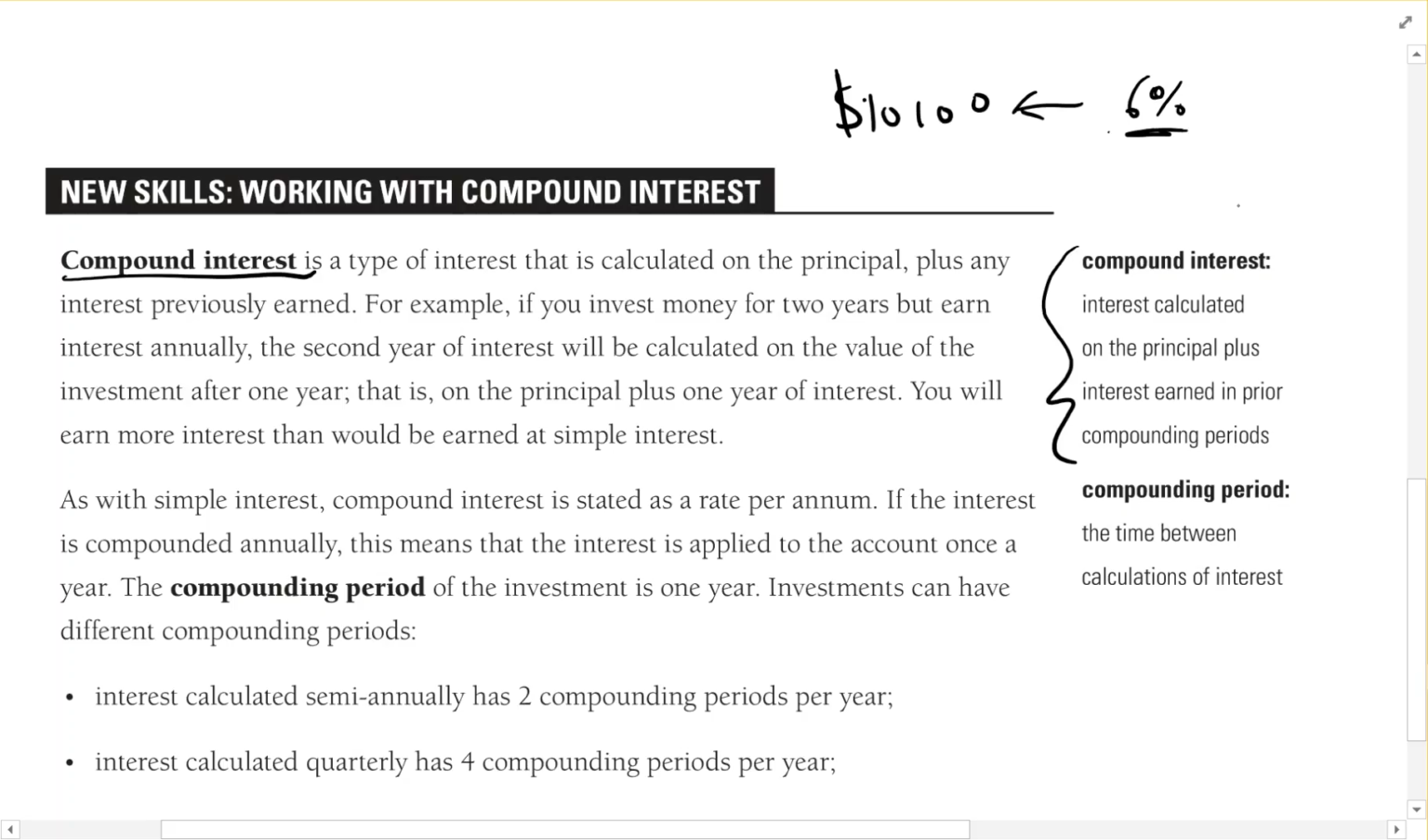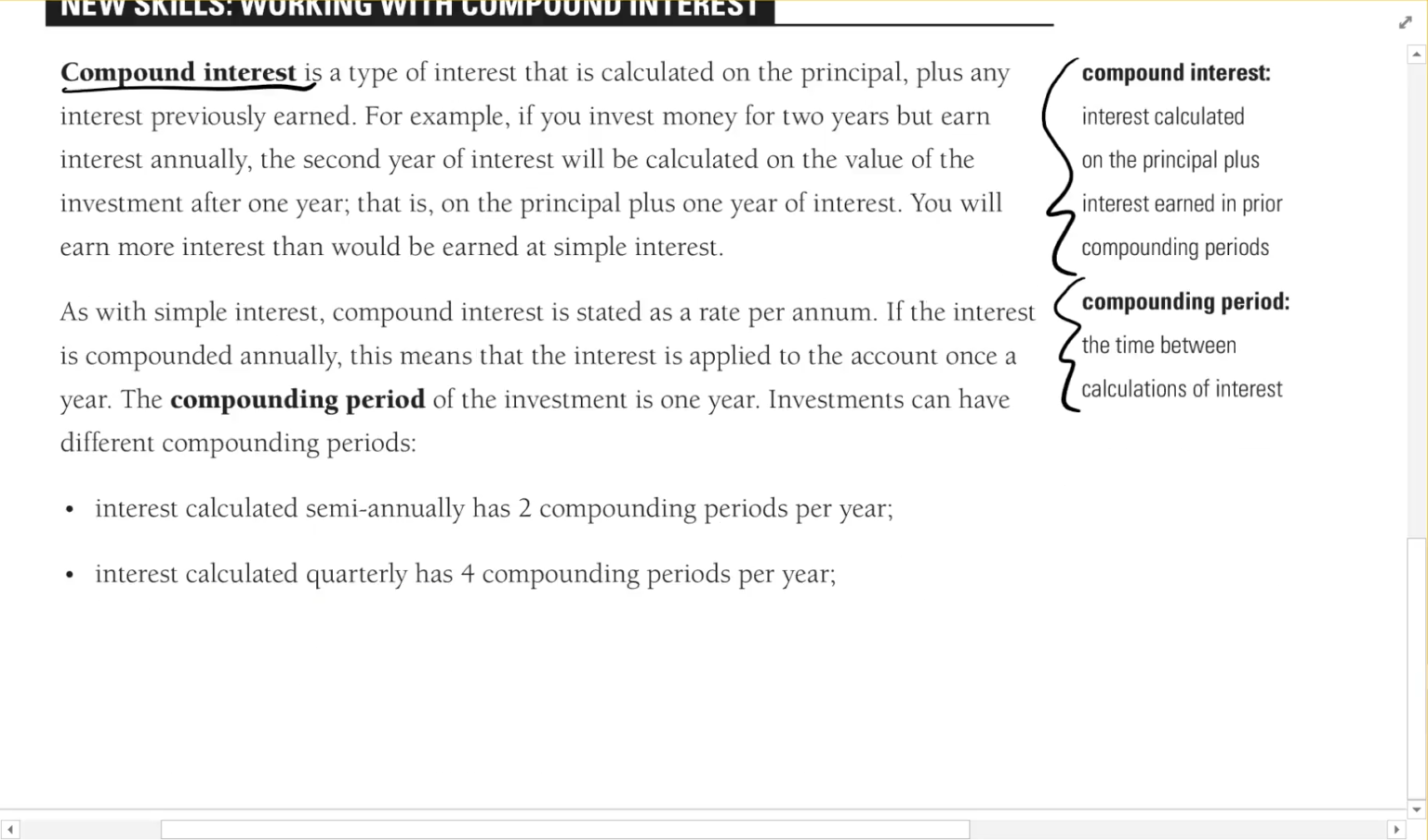So that's kind of what I mean by growing, right? It's going to get bigger and bigger and bigger. And then the compounding period, that's how often we look to see how much money we have, right? That's the time between calculations of interest. So how often do we apply the 6% or whatever percentage it is to the bigger number? We'd like to have it applied as much as possible, right? We want this percentage of a bigger number, it's better. You get more money for that. So just some terms here.